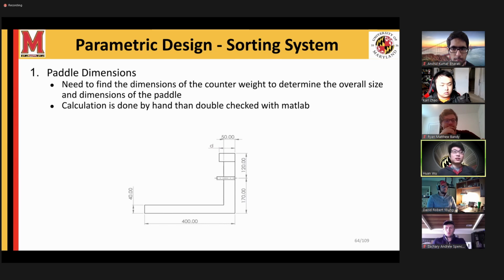We also did some parametric design to figure out the dimensions of the counterweight to determine the overall size and dimensions for the paddle. Calculation is done by hand first, then double checked with MATLAB.